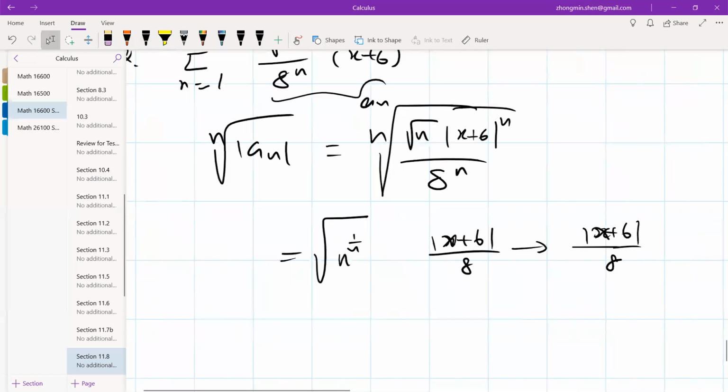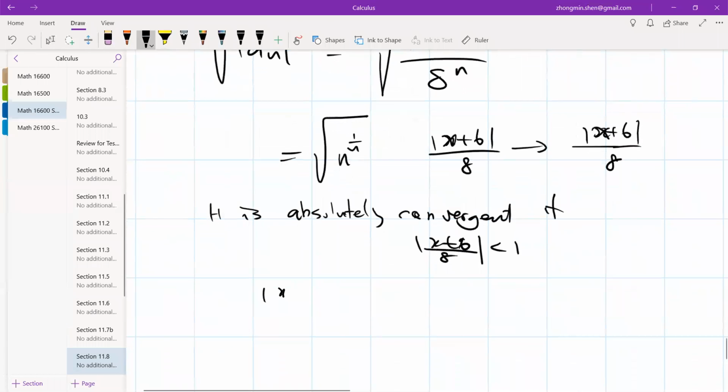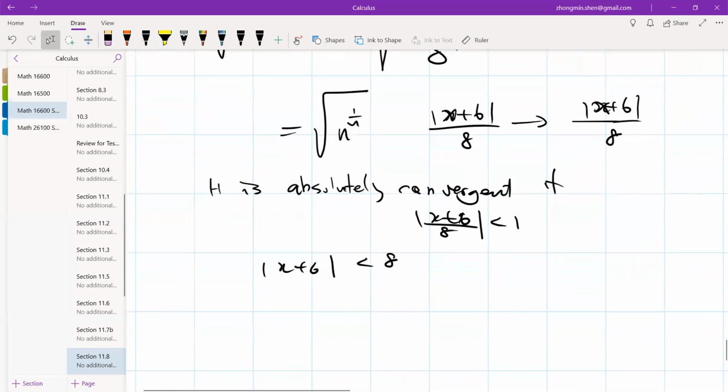So then you can tell when it's convergent and when it's divergent from the limit, right? The limit tells you it is absolutely convergent if the absolute value of x plus 6 divided by 8 is less than 1. In other words, absolute x plus 6 is less than 8. So 8 will be the radius of convergence. And it is divergent if the absolute value of x plus 6 divided by 8 is greater than 1.